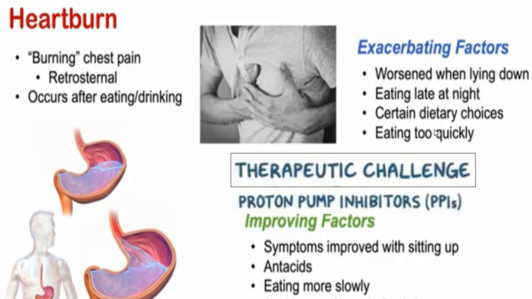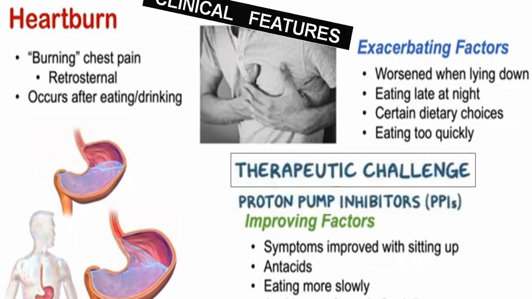When you eat too quickly also, there is a little higher chance of acid reflux. You can give a therapeutic challenge like a proton pump inhibitor. The person will improve as far as the symptom is concerned. So symptoms will improve with sitting up posture, antacids, proton pump inhibitor, eating more slowly and avoiding certain foods and beverages. That will be in favor of GERD.